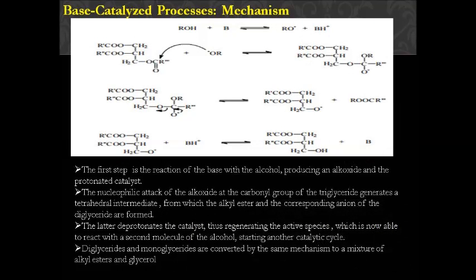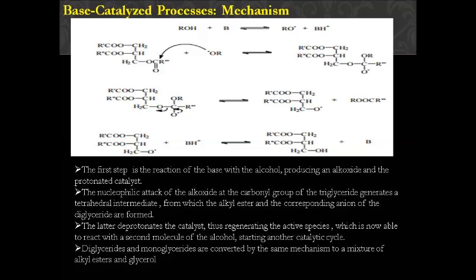Now let us see the mechanism of base catalyzed transesterification reaction. The first step, what you're seeing here, is the reaction of base with alcohol producing an alkoxide and a protonated catalyst. The nucleophilic attack of the alkoxide at the carbonyl group of the triglyceride generates a tetrahedral intermediate, which is shown in equation 2, from which the alkyl ester and the corresponding anion of the diglyceride are formed, which is shown in equation 3.